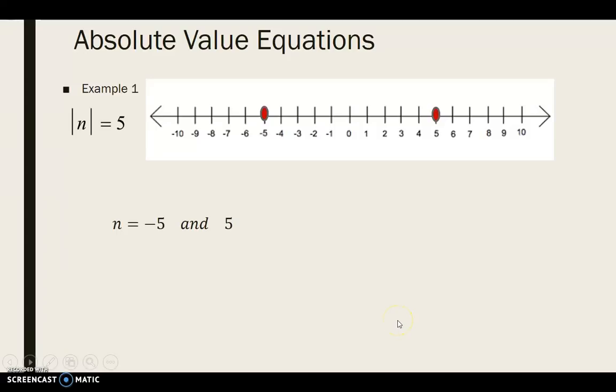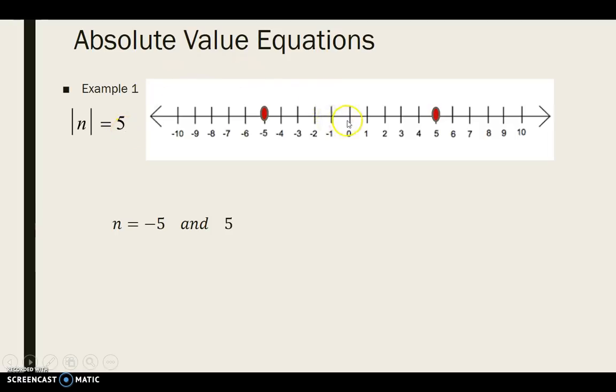Okay, so let's continue with where we left off in the last video, absolute value equations. Remember that when we are talking about absolute value, we're actually talking about a distance from zero. So, for example, this equation here, where we are trying to figure out what n equals, is saying that the absolute value of n is 5.